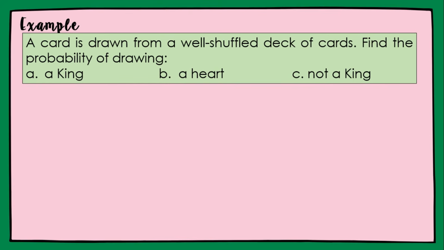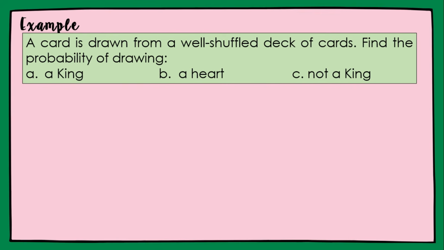Let us have our last problem. A card is drawn from a well-shuffled deck of cards. Find the probability of drawing the following events. Letter A, a king. Letter B, a heart. And letter C, not a king. An ordinary deck of cards consists of 52 cards. So n of S, or the total number of possible outcomes, is 52.